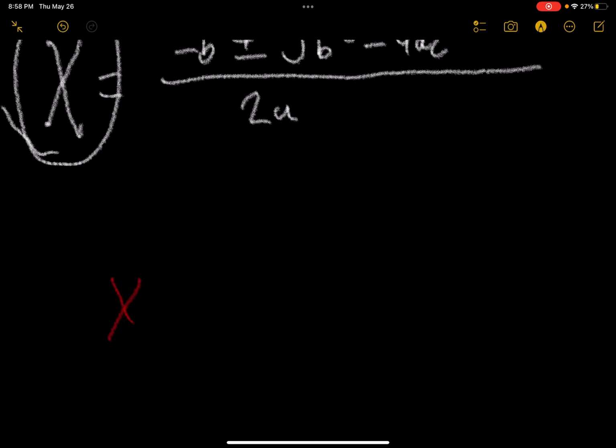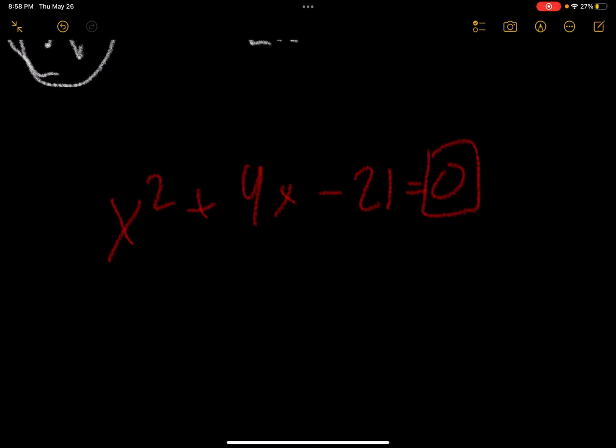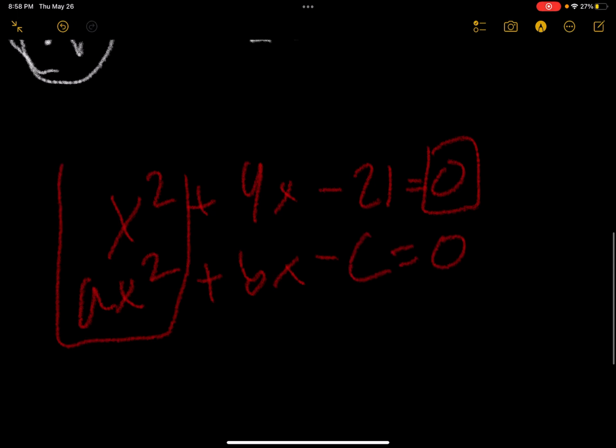So let's say we have x squared plus 4x minus 21 equals 0. So we have it equal to 0, and let's see if it's in the ax squared plus bx plus c form. And we also have to find the values of a, b, and c. Sorry, this should be c. Undo my work. There we go. Equals 0. So now let's take a look at right here first.